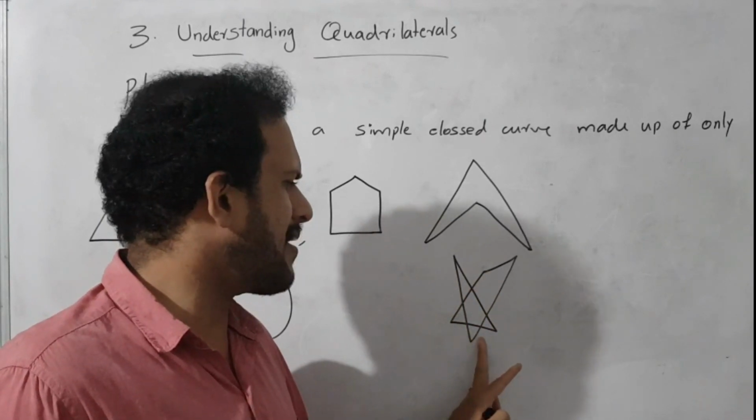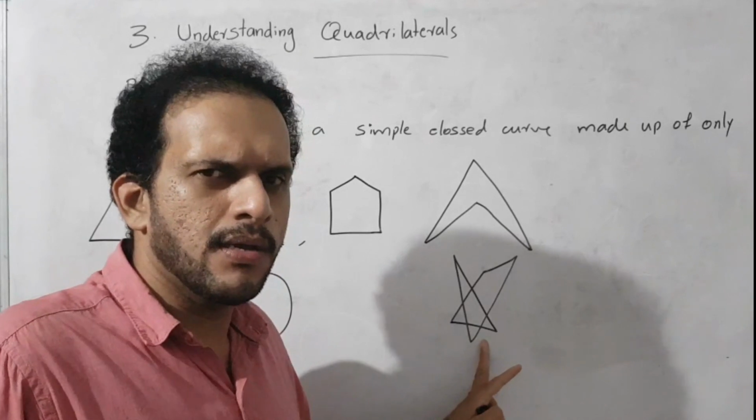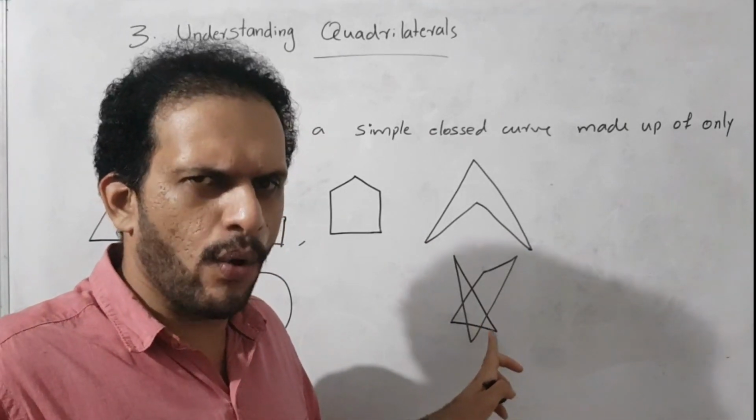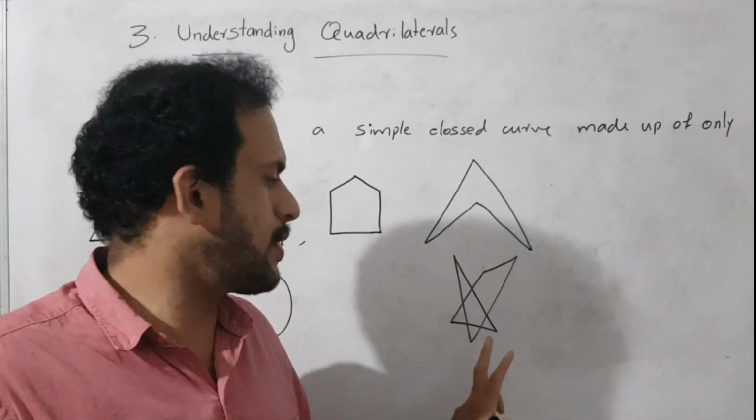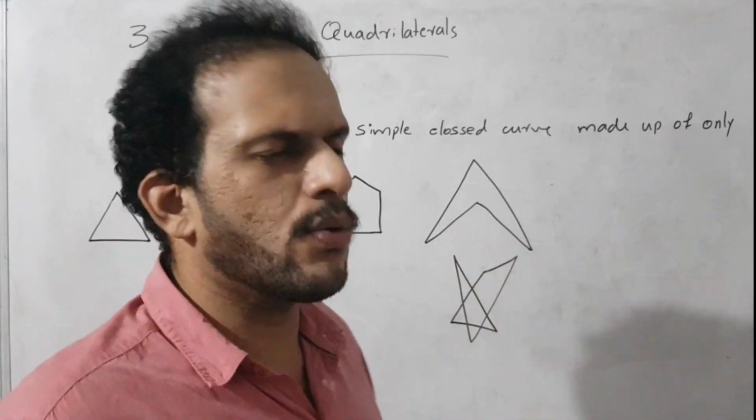This figure is made by a line segment. Yes, this figure is made by a line segment, but it's not a simple closed curve, correct? It's a closed curve but not simple. So this one is not a polygon. Okay, then I think you got the idea.